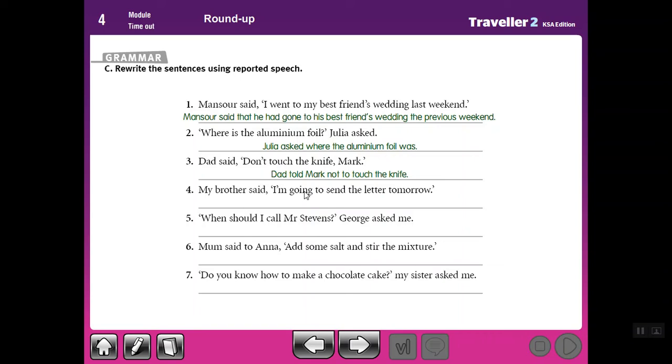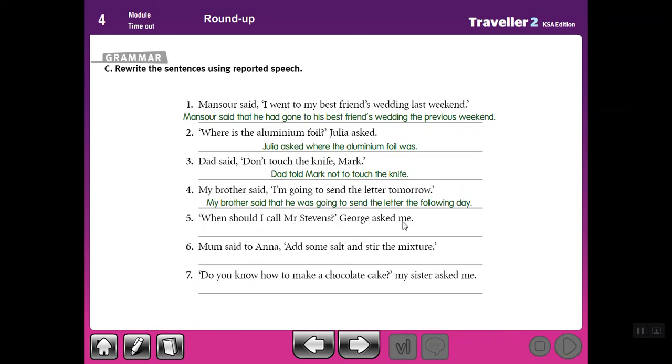Number four. My brother said, I'm going to send the letter tomorrow. Okay? My brother said, he didn't have an object. So my brother said he, and I have here I'm going, present progressive. I exchange it into past progressive, was going. So the answer will be: my brother said that he was going to send the letter the following day or the next day.